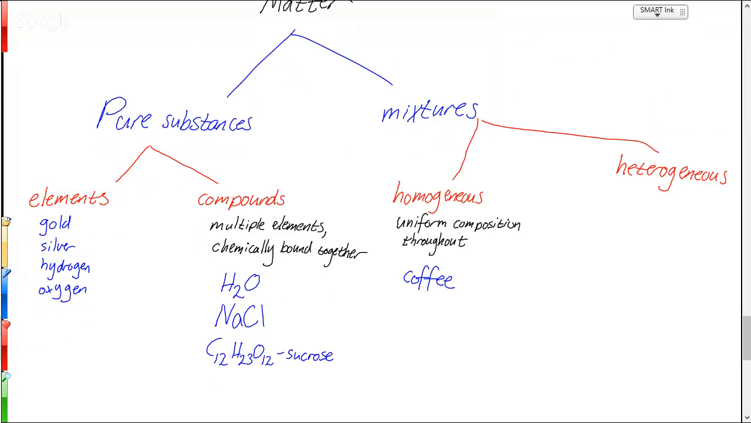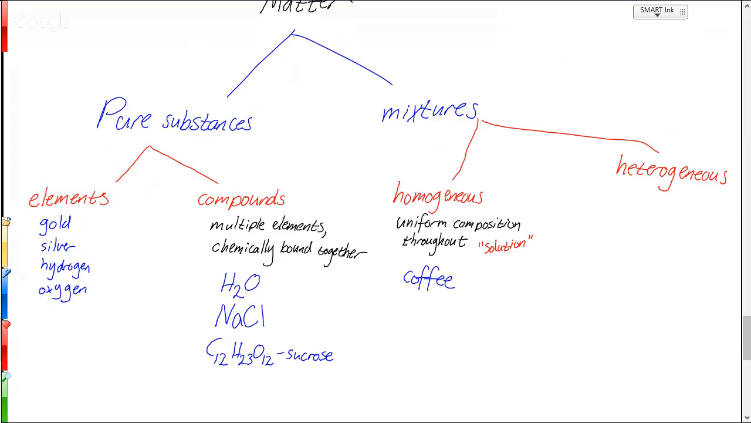When you look at a cup of coffee, you don't see the water on one side and the caffeine on the other side or something like that. You can't pick out little pockets of sugar. It's all the same throughout the whole thing. So that would be a homogeneous mixture. Another word for homogeneous mixtures is sometimes a solution. Things mixed together, that's what we use in lab a lot.